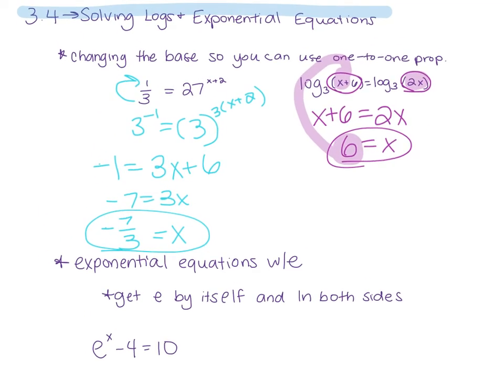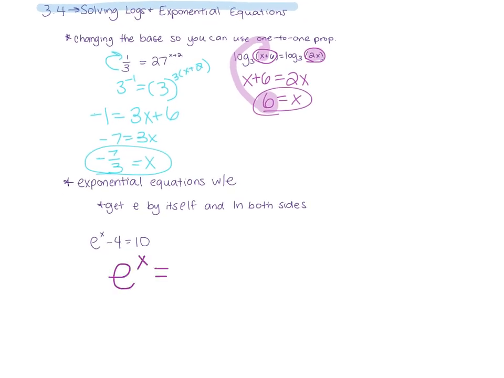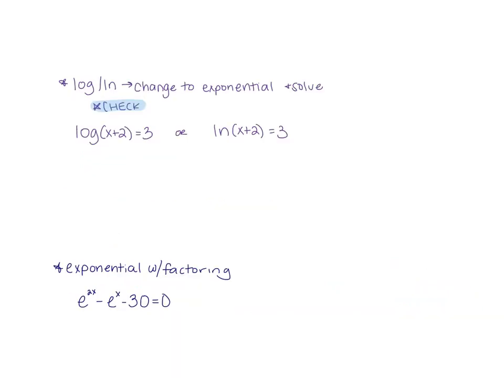And then we talked about exponential equations with e, and these are the ones where you want to get e by itself, and then you ln both sides of the equation. So I did something simple to be quick: e to the x minus 4 equals 10. I would move the 4 to the other side so that it becomes e to the x equals 14, and then I have the e by itself, so I ln both sides of the equation. This would cancel and I get x equals ln of 14, which is 2.639.